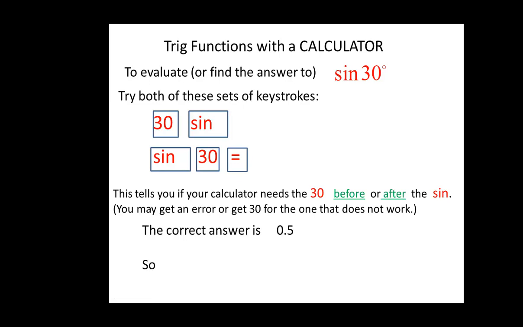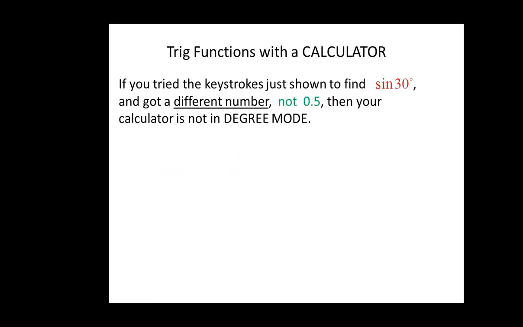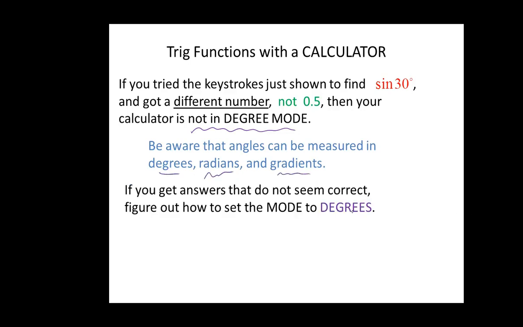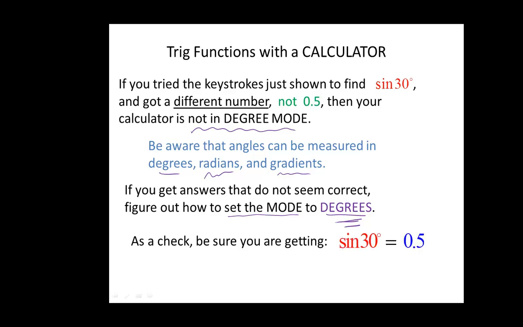Now, the correct answer is 0.5, so make sure that you are getting this correctly on your calculator, that the sine of 30 degrees is 0.5. Now, if you got some very odd numbers, it's possible your calculator is not in degree mode, because angles could be measured in degrees, but they can also be measured in radians or gradients. This is important: if your calculator seems really off, make sure you set the mode to degrees. And in this video, we'll be expecting you to be using degrees. And again, make sure you're getting that the sine of 30 equals 0.5. If you are, then you know your calculator is in degree mode.